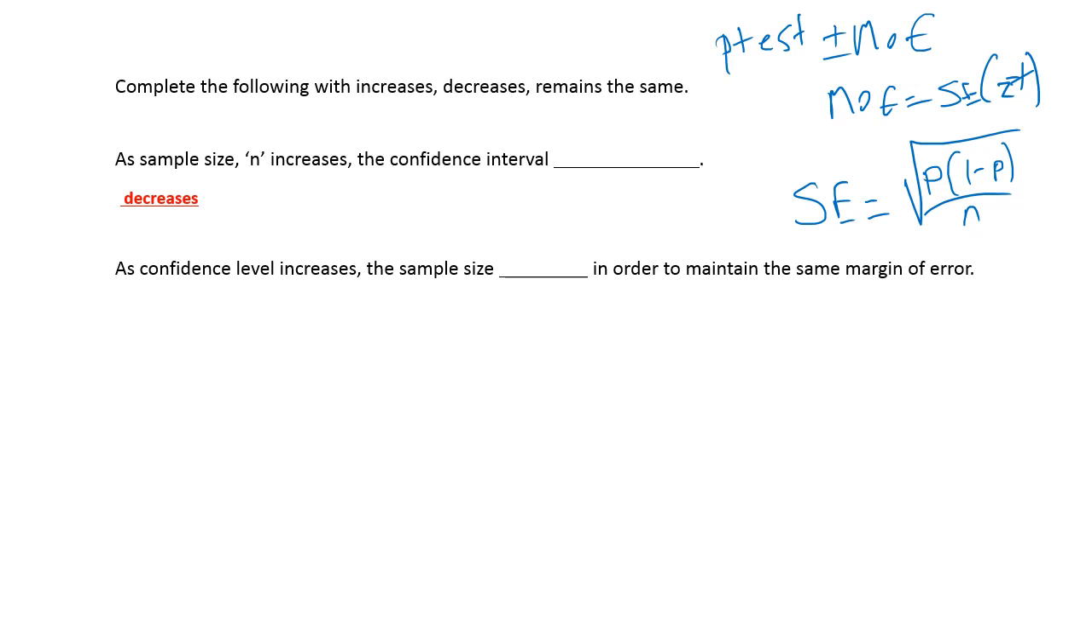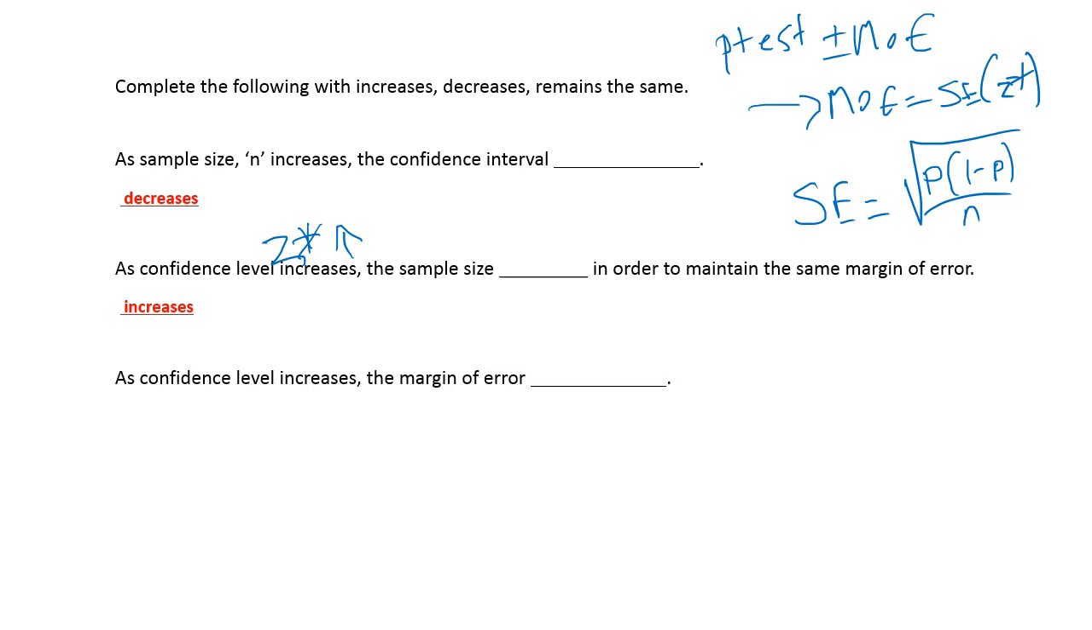What about as confidence level increases? Well, confidence level is what determines the Z. So as Z goes up, we're back to looking at this formula where margin of error equals standard error times Z. Well, if Z goes up and we want the same product, the standard error would have to go down, which means the sample size would have to increase. They have a reciprocal relationship. As confidence level increases, again, Z goes up. Well, Z is in the margin of error formula, and so the margin of error will increase as well.